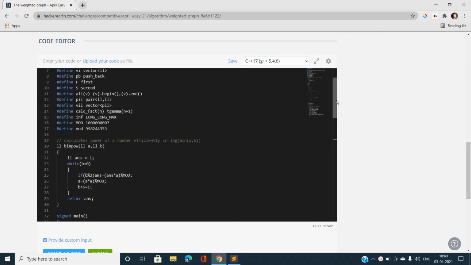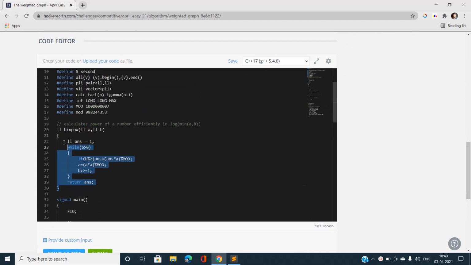You can see I have the binary power function, binary exponentiation, that calculates the power of a number efficiently. If you are not aware of this, do check the description section of the video, where I have mentioned the binary exponentiation tutorial. Without knowing this, we are not going to fetch the answer efficiently, because we need to calculate the power with modulus efficiently if the base or the exponent is very large.